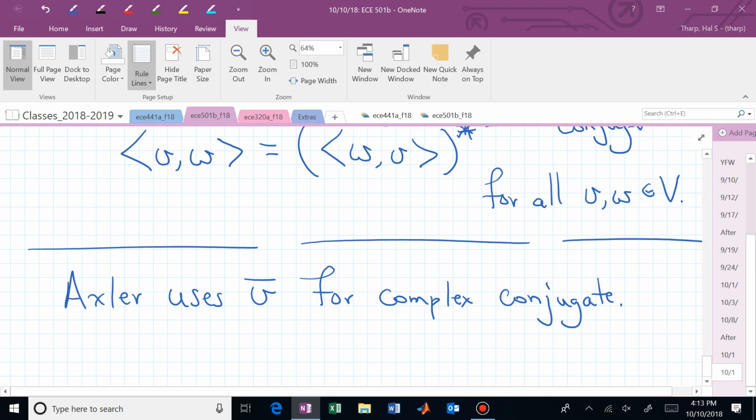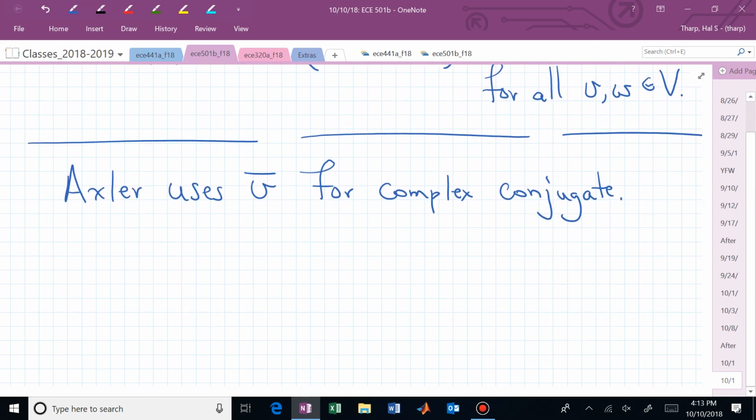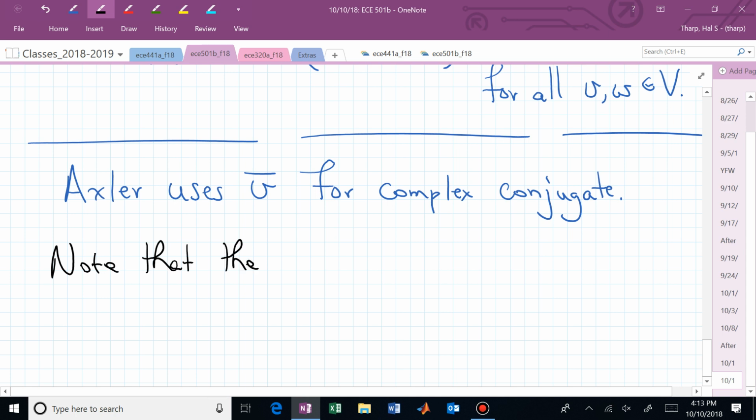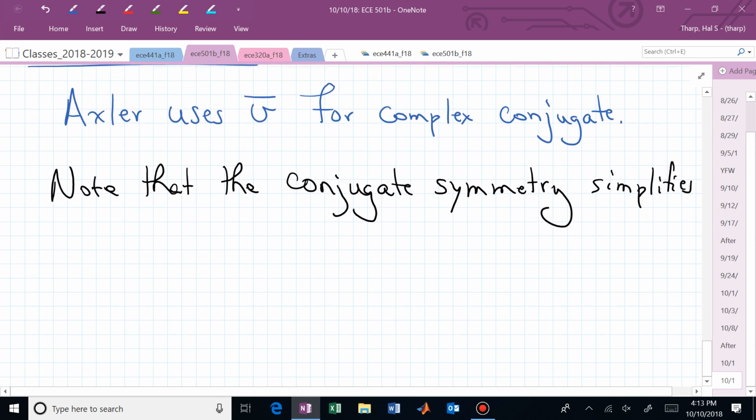Now, it should be clear that some of these properties actually simplify when we're dealing with the real field. So note that the conjugate symmetry indeed simplifies if our vector space V is a real vector space.